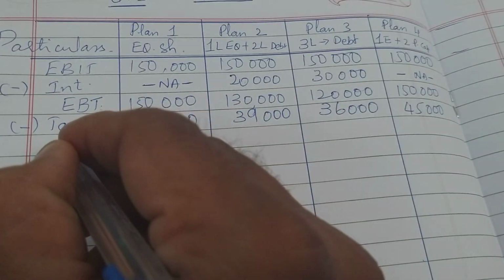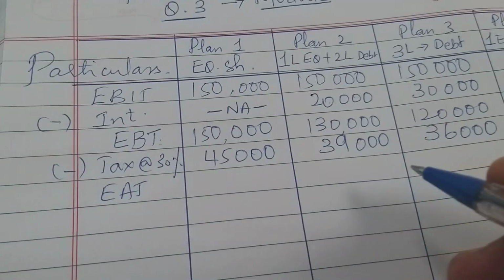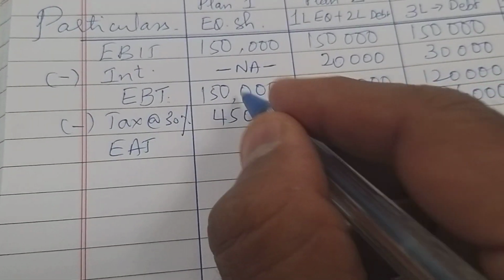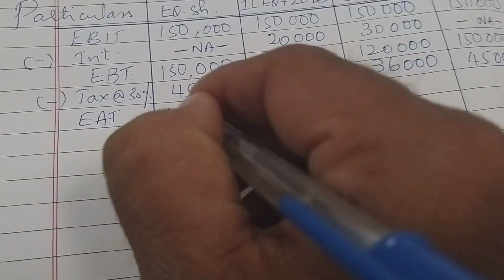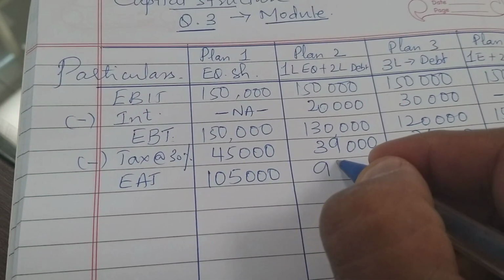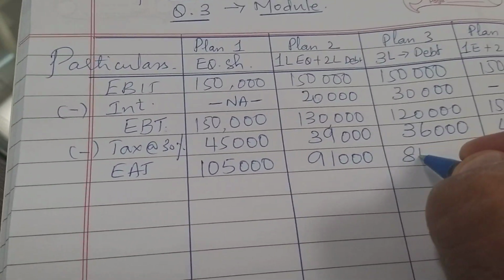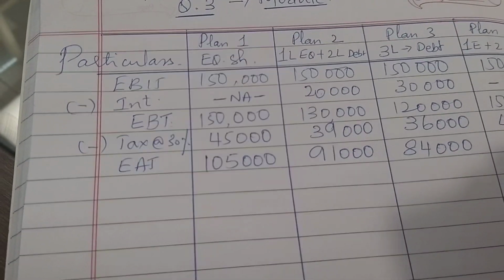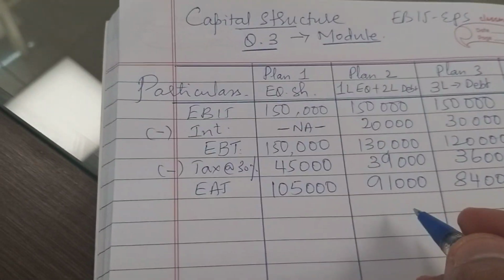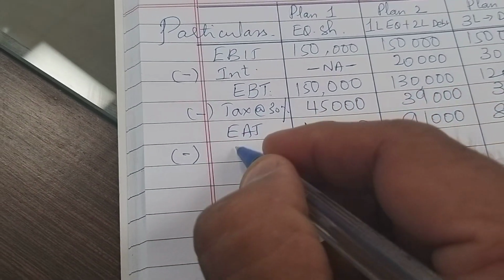So EBT minus tax gives us earnings after tax, or profit after tax. I need to subtract tax from the EBT. 150 minus 45 is 1,05,000. 130 minus 39 is 91,000. 120 minus 36 is 84,000. And 150 minus 45 is again 1,05,000. The moment you get EAT, you have to clear your liability towards the preference shareholders.